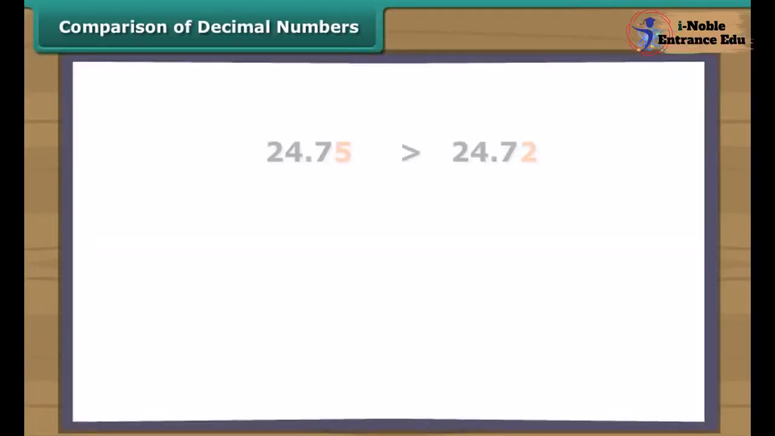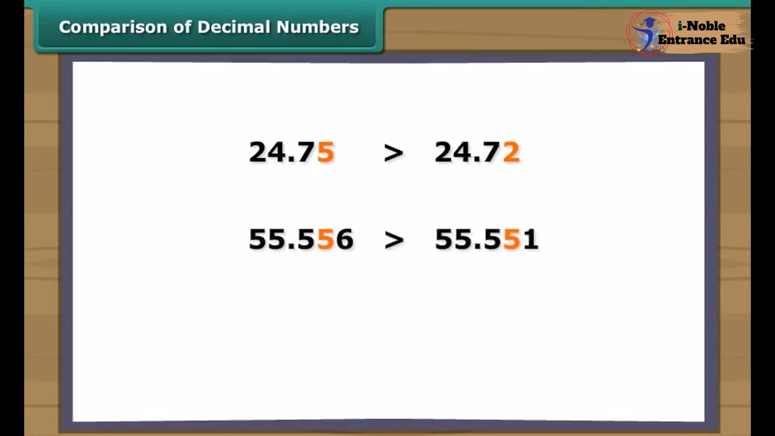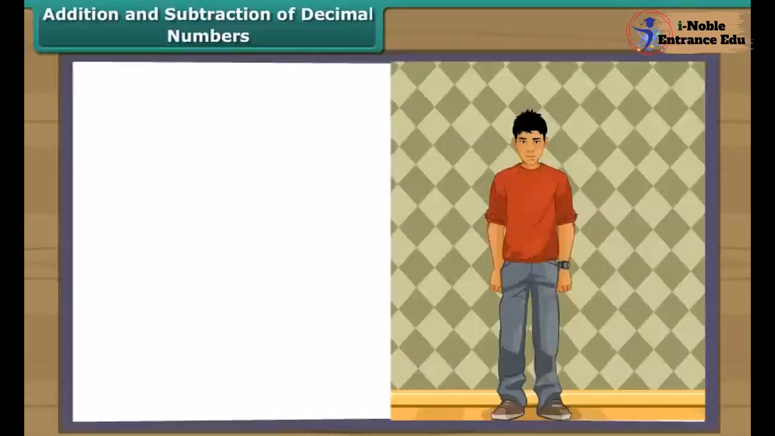Students, remember, while comparing two decimal numbers, if the digits at the 10th place are also same, then we need to compare the digits at the 100th place and so on.